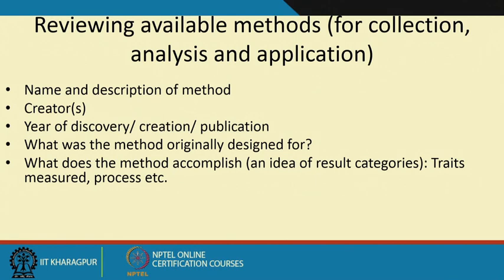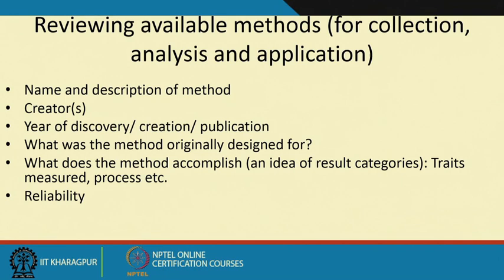What does the method accomplish? An idea of the result categories, traits measured, processes, etc. Okay, what is the method originally used to accomplish? So maybe you could write down why the method came into place, in what context was it published, how was it used, and what it was originally designed to measure.